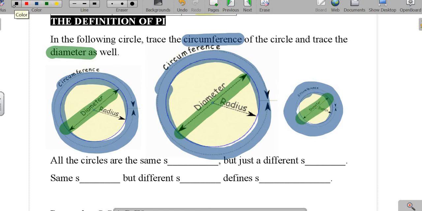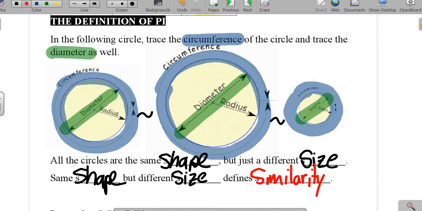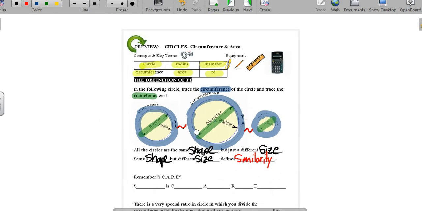Now, all three of the circles have the same shape. Obviously, they're circles, but a different size. Same shape, different size. Shapes, polygons which have the same shape but a different size are similar. So all circles, by their very definition, are similar. They have the same shape, they're just different sizes.